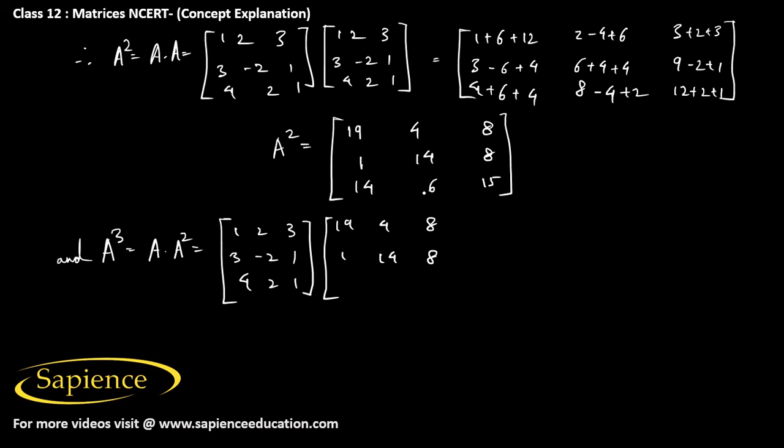There is something wrong here. I think, so second row and second column, this will be 2 actually. 6 is 4 plus 2. Okay, so this will be 12. So 1, 12, 8 and then 14, 6, 15.